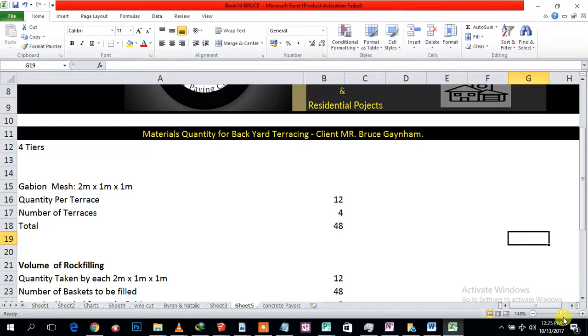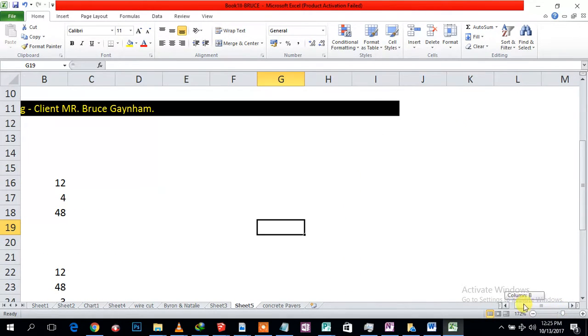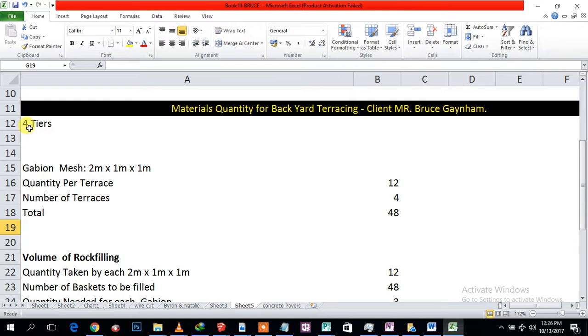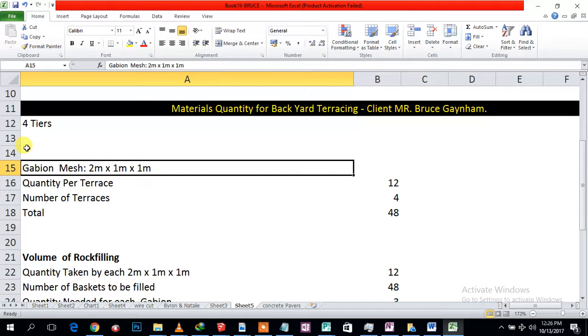Okay, yeah, hold on, 100% it's working. I just wanted to zoom in. Okay, alright, so we have four terraces, or four tiers, or four rows that you're going to need put into the backyard.